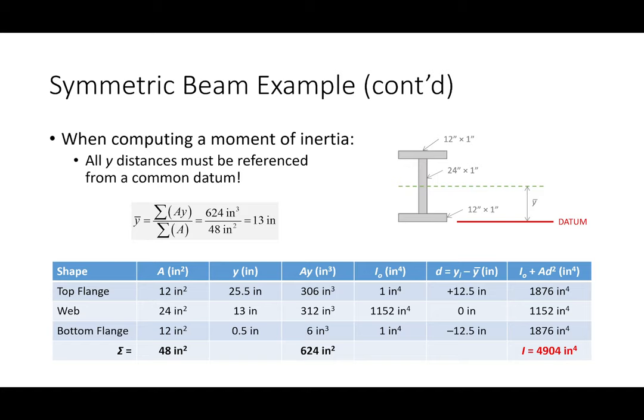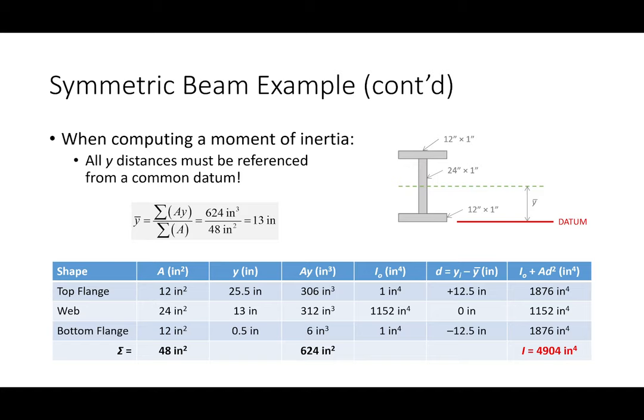So I compute the moment of inertia of each individual shape. By the way, I'm just curious, y'all remember how to compute the moment of inertia of a rectangle? I'll give you a hint. It's BH cubed divided by something. 12. There you go. BH cubed over 12. So we take BH cubed over 12 for each of these rectangles. We get really tiny values for the top flange and the bottom flange because the height is really tiny. But for the web, the height's really big. So we get a really big value here, tiny values here.